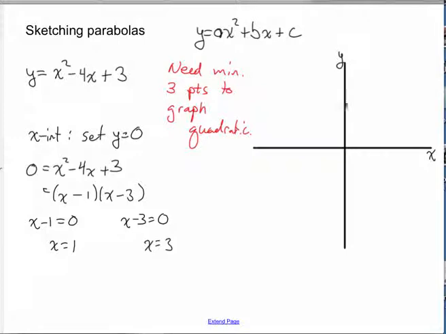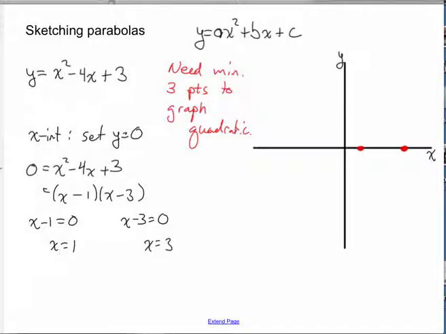So from a graphing perspective, let's spread that out a bit. Let's say this is 1, and we'll say 1, 2, 3. We'll say that's 3. So there are my two x-intercepts.